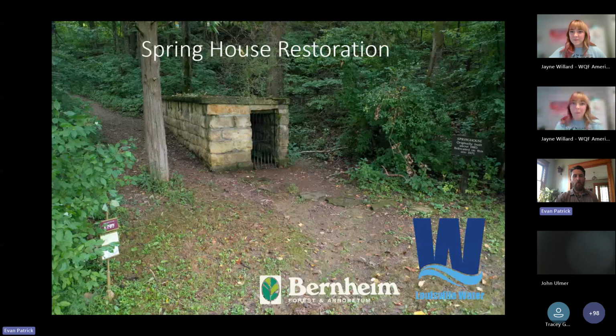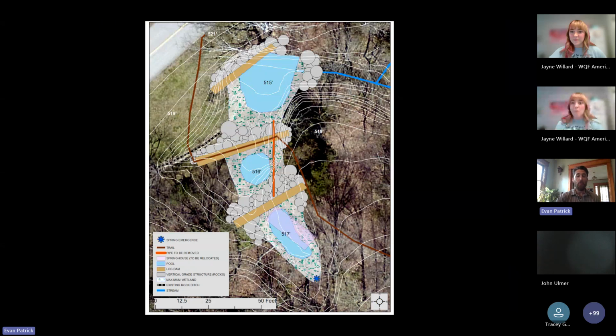The last large scale project that I'm going to talk about is a spring house restoration. We got support from the Louisville Water Company to restore an old spring location. You can't see it in this photo, but behind this stone structure, there was a spring emergence. And in the 1970s, I guess as folks did in the 70s, they put a concrete cap on top of this spring, and it was not a natural emergence. It had really no functionality as habitat whatsoever. So we got some support from the Louisville Water Company to restore this spring.